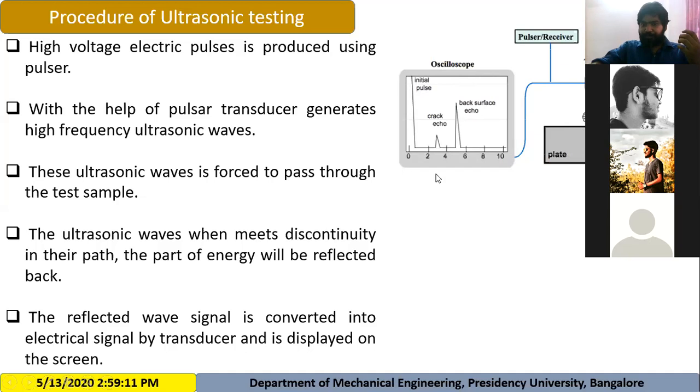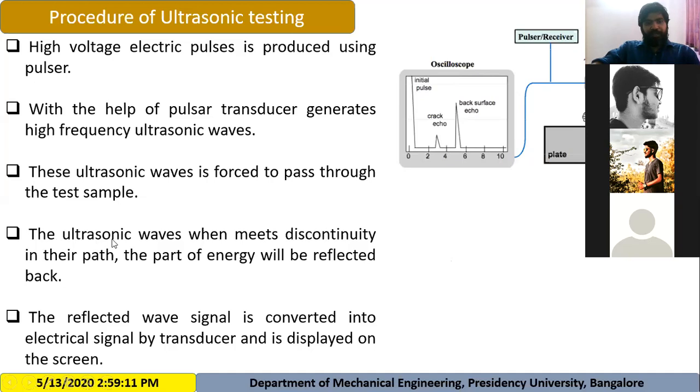So here you can see two echoes, one echo here, the other echo here. You can see that this echo is taking less time. This axis shows the time, so you can see this is coming at this time. It means the crack is present here. And this is the back surface echo, which strikes the other end and comes back.